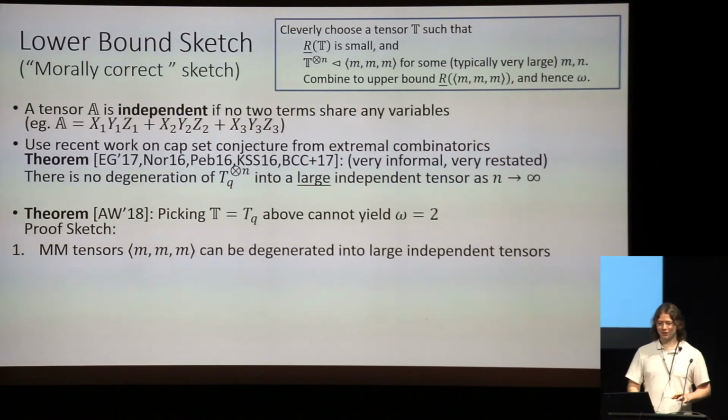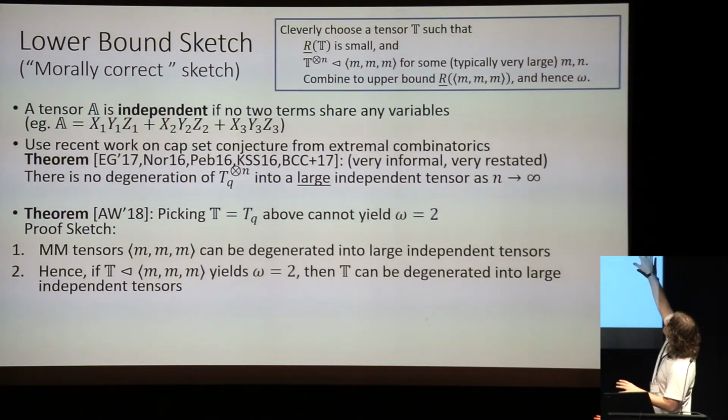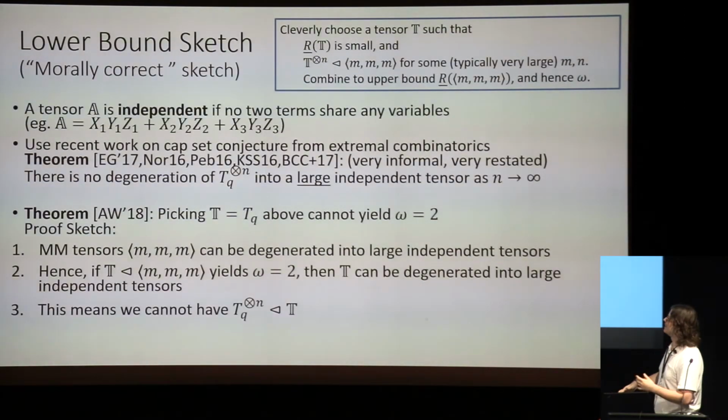What we first show is that in matrix multiplication tensors, you can degenerate them into big independent tensors, of asymptotically the same size as the tensor itself. So if you had any tensor T, and you used it in this blue box way to prove omega equals 2, that means you can degenerate the tensor T into a big matrix multiplication tensor. And if T were our TQ tensor, that would contradict the cap set theorem. So it's, I think, a really simple but a really cool idea.